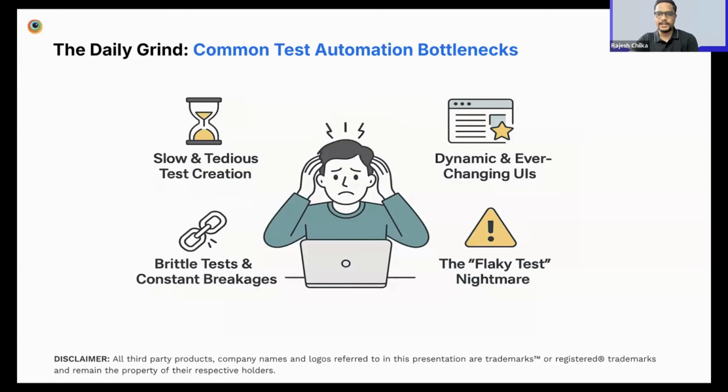Right. And finally, one I'm sure many of us have lost sleep over, it's the flaky test nightmare. These are the tests that pass one minute and then they fail the next minute for no apparent reason. Now, these aren't just minor inconveniences. Each of these is a significant roadblock to achieving efficient, reliable, and scalable automation. This can impact our overall productivity, efficiency, and the quality of the features that are being shipped to production.